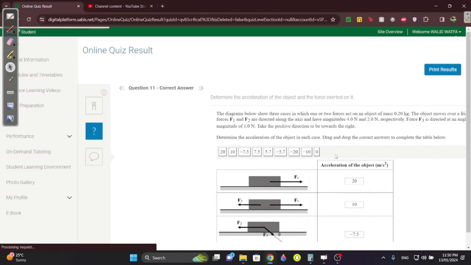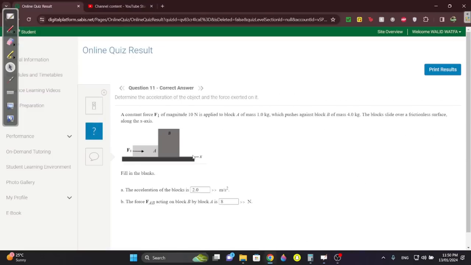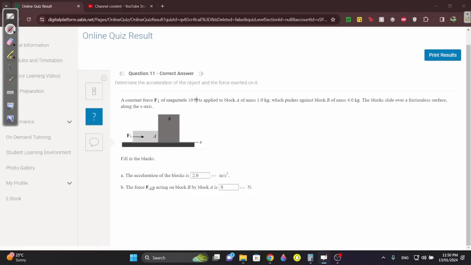Question 11. Okay, this one was in the AMS, it was good. A force F1, it's 10 newtons. It's applied to box A, which is 1 kilogram, which pushes box B, which is 4 kilograms. The box slides over a frictionless surface, so they're cancelling out friction along the x-axis.